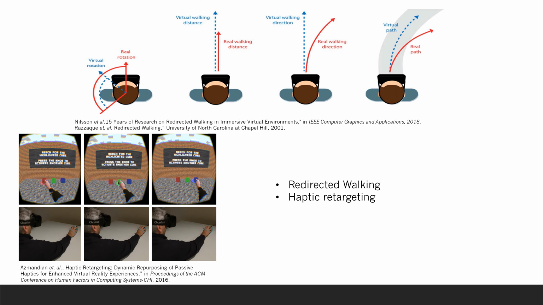The basic idea behind redirected walking is to go beyond the physical limits of the tracking space and enable real walking in VR. Other techniques like haptic retargeting use a single physical prop and map it to multiple virtual ones. They redirected users' hands towards the physical prop as users were reaching for virtual targets. This was achieved through space warping and body warping without users noticing the redirection.